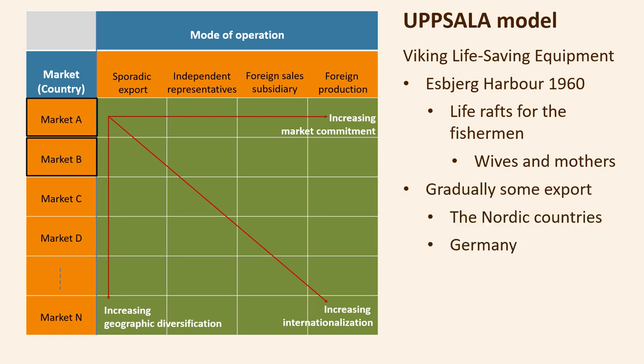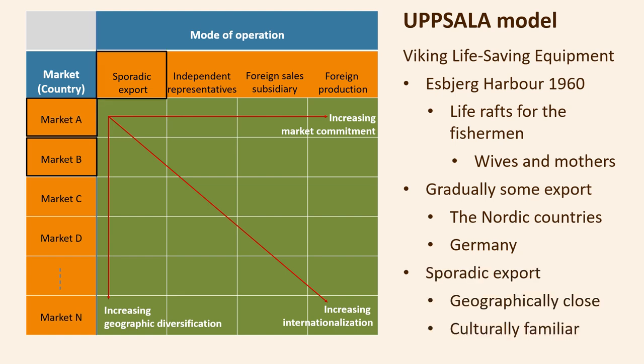The company thrived, evolving from a modest local business to gradually exporting to the Nordic countries and Germany. Fishermen from these regions noticed the Danish fishermen's life-saving equipment and desired the same. The exports were sporadic, with minimal market commitment, and the first markets were geographically close and culturally familiar.